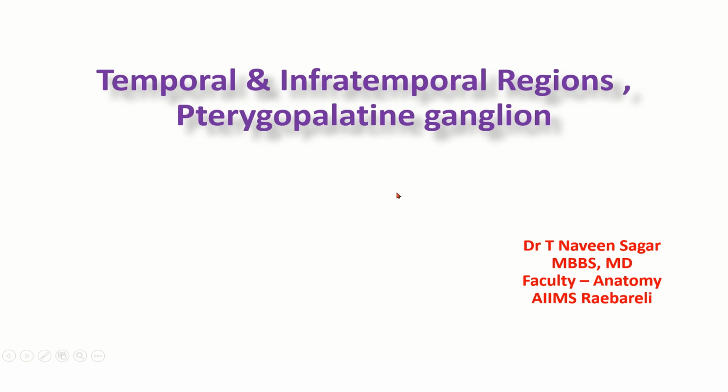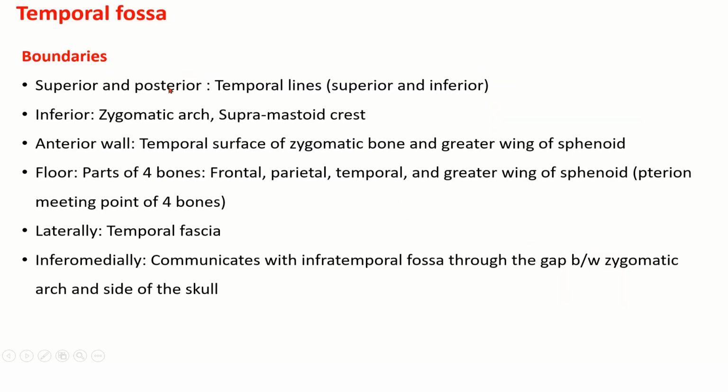So in this session, we'll do a quick review of the temporal fossa. The temporal fossa is bounded superiorly and posteriorly by the temporal lines. There are two temporal lines, the superior and inferior temporal lines. Inferiorly, there is the zygomatic arch. Medial to the zygomatic arch, there is communication between the temporal fossa and infratemporal fossa. And below and behind, there is the supramastoid crest.